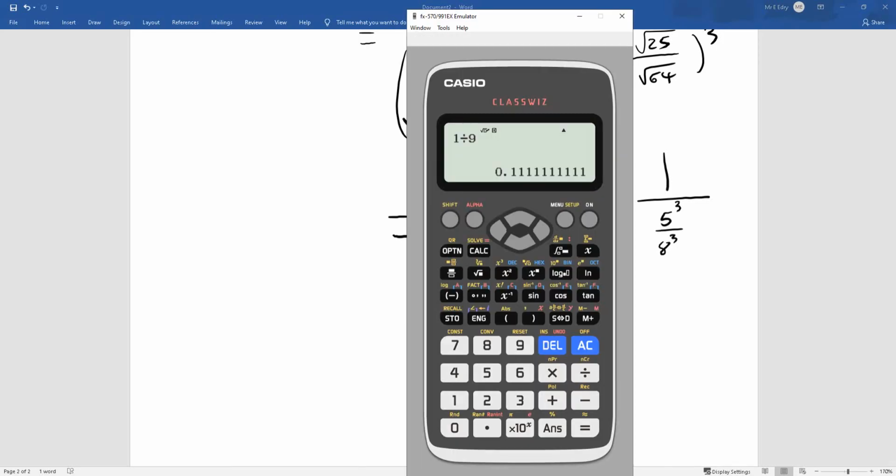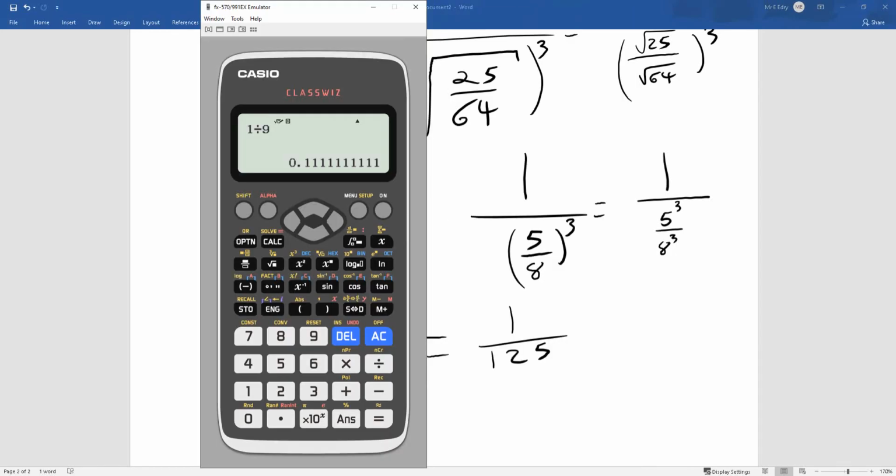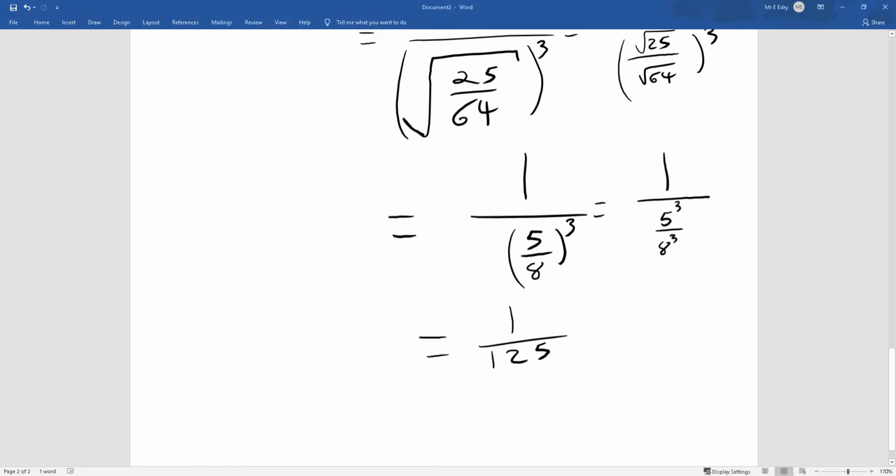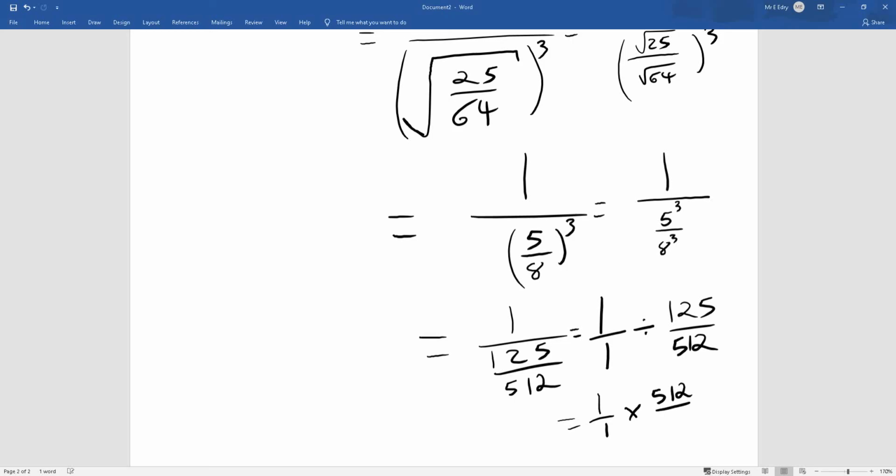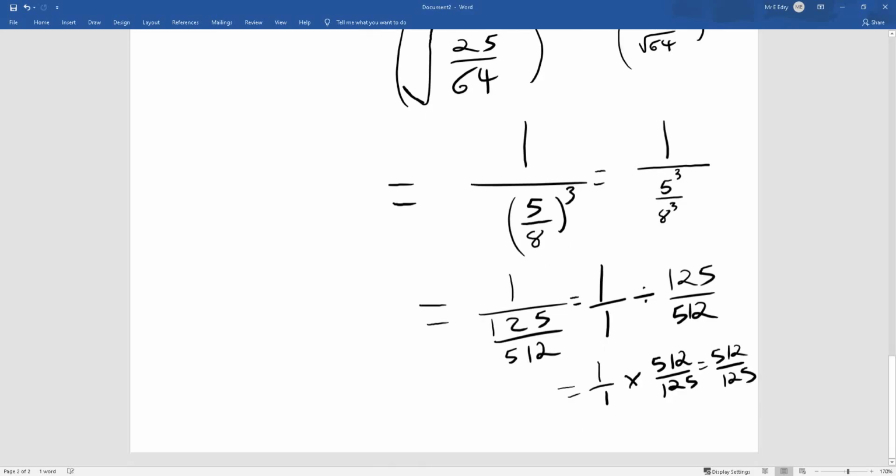I think 8 cubed is 512. Let me check. I'm sure it's 512. Yeah, 512. So I've got 1 over 125 over 512, which is 1 over 1, divided by 125 over 512. We're dividing a fraction by a fraction. We keep, change, and flip. So I have 512 over 125, which I suppose we could have as a mixed number.